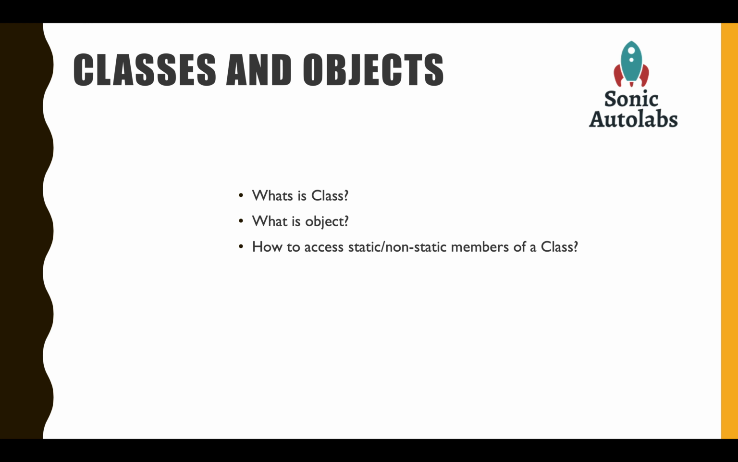Yeah, and the next one is, what is an object? An object is a runtime entity. They are the instances of a class, and these objects are created in heap memory. Okay, we'll see how to create an object and how to access the static and non-static members of a class with the help of a program.